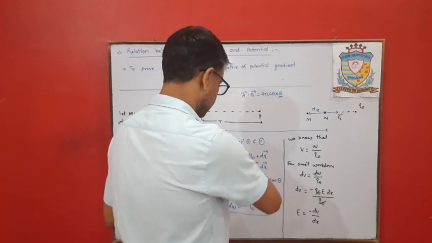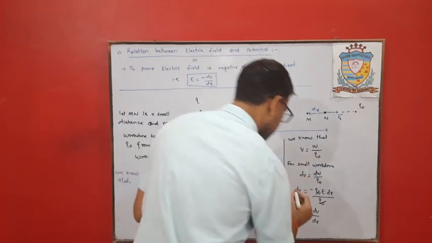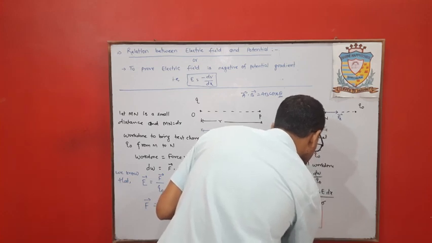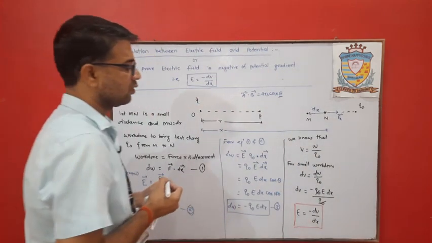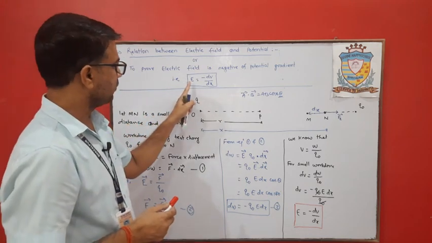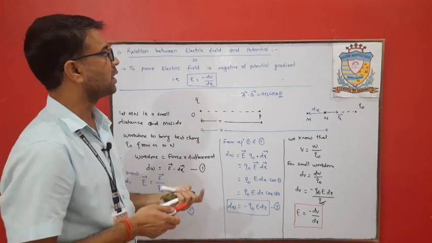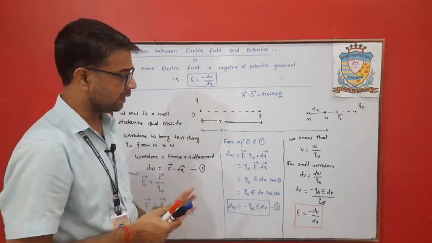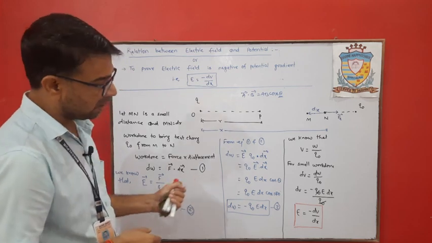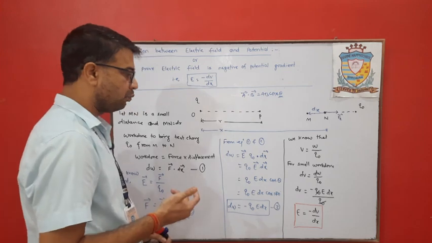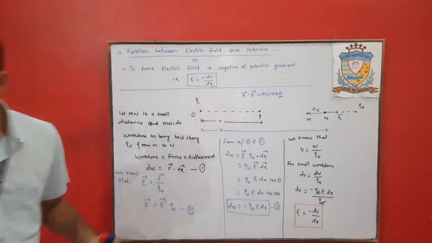Clear? So this is the proof for the relation between electric field and potential, or you can say E is equal to minus dV by dx. Clear? Now with the help of this relation, we can conclude some points that I will write over here.